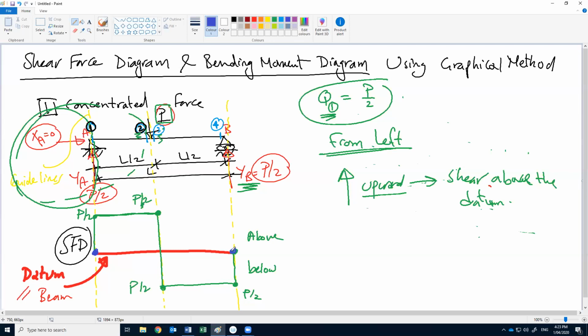Okay. So now we know how to draw the shear. What is the sign convention for the shear? We should put positive or negative.